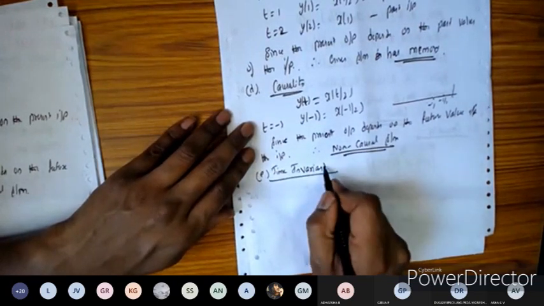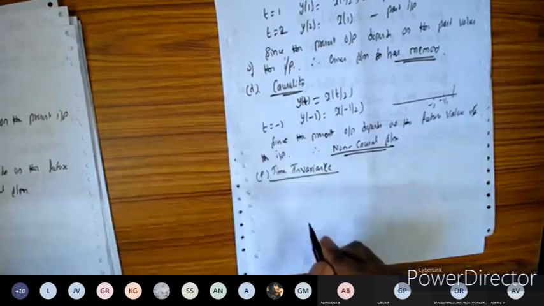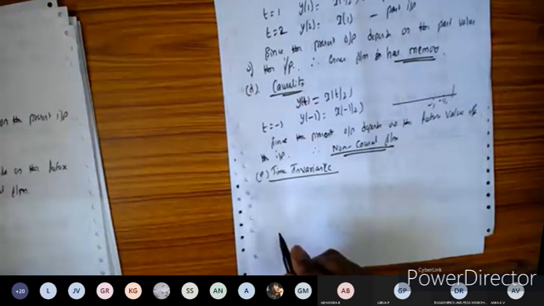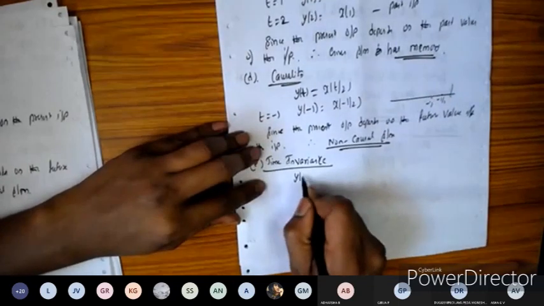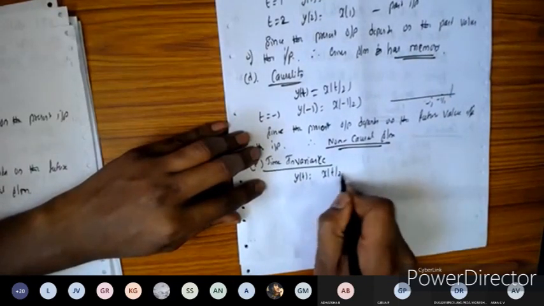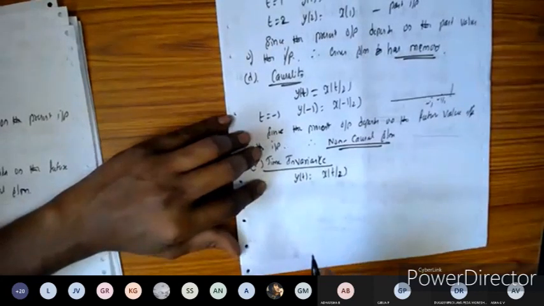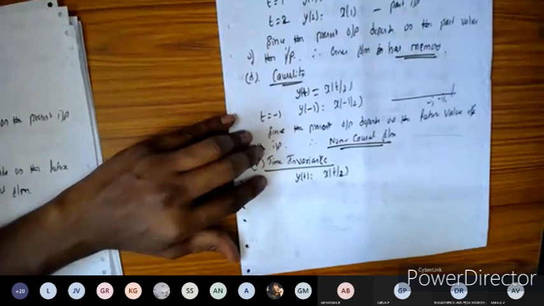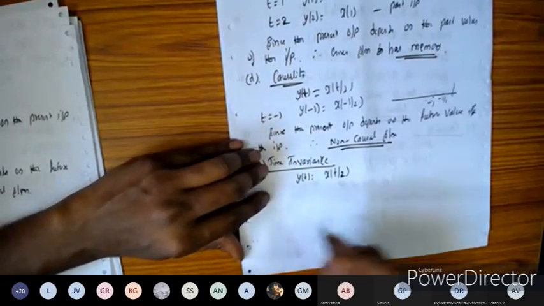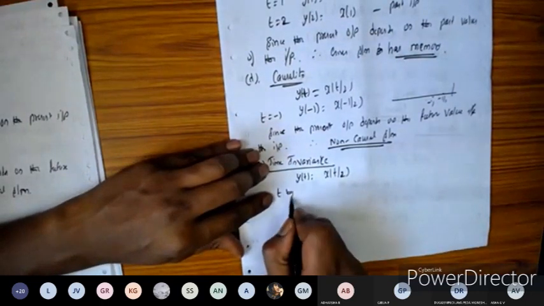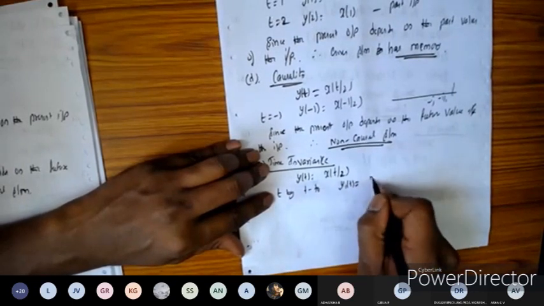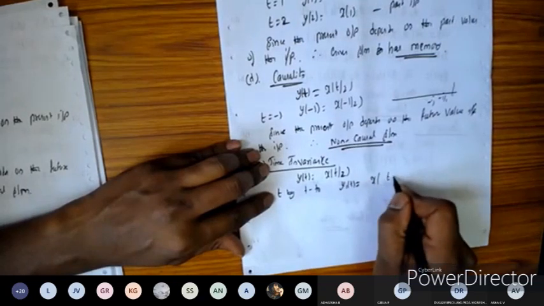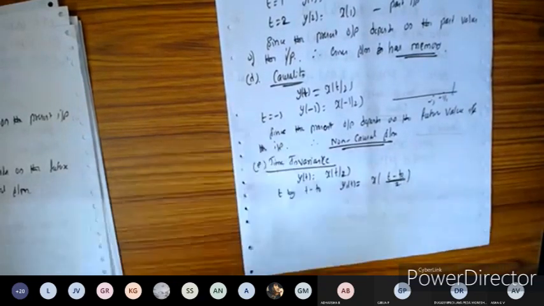Okay, so next one is nothing but the time invariance property, or the time invariant systems. So let us verify the time invariance. It is given y of t is equal to x of t/2. So what shall we do? We shall replace t by t minus t0. So let us say y1 of t is equal to x of (t minus t0) divided by 2.